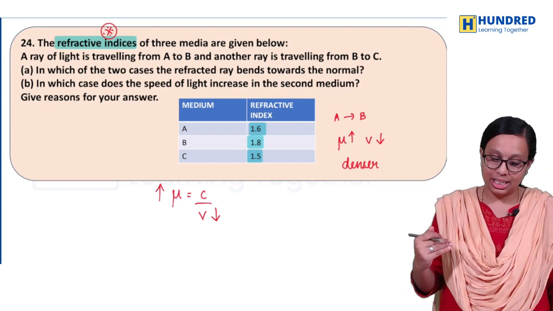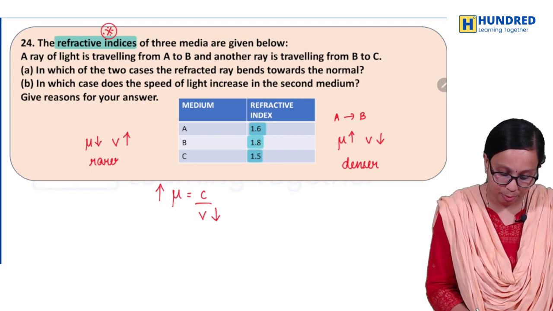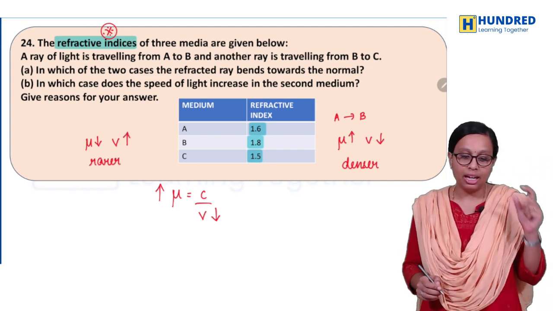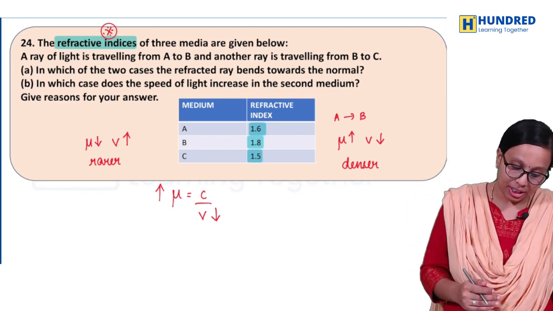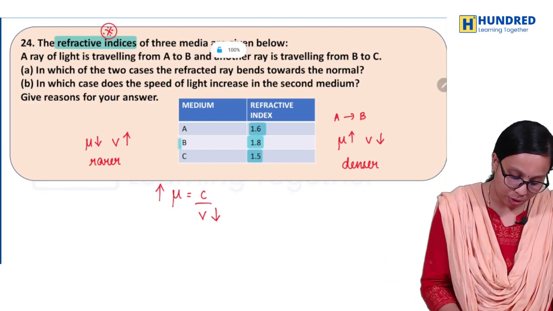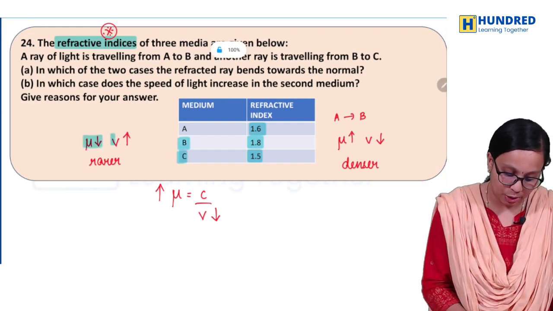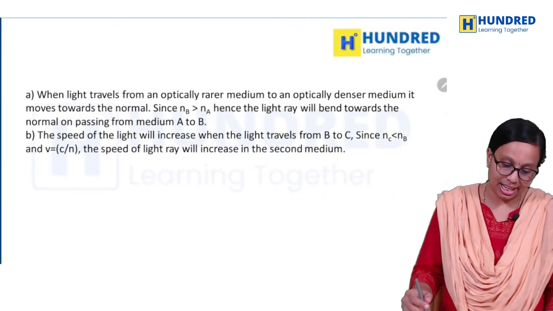Whereas from B to C, the refractive index is decreasing. So the speed will increase. So we are entering into a rarer medium. Okay. So for the question A, the answer is A to B. And then in which case will the speed of the light increase? Here you see when they move from B to C, the refractive index is reducing. So the speed will increase. So this is the answer.